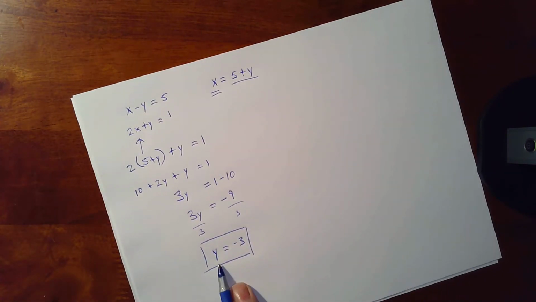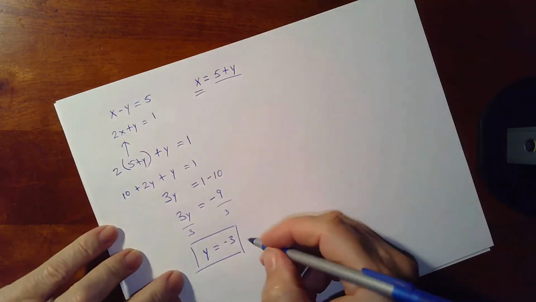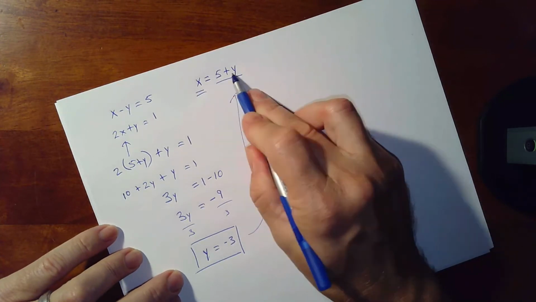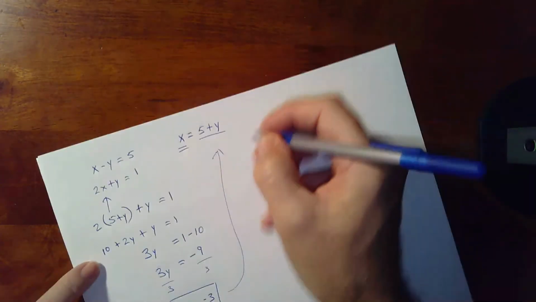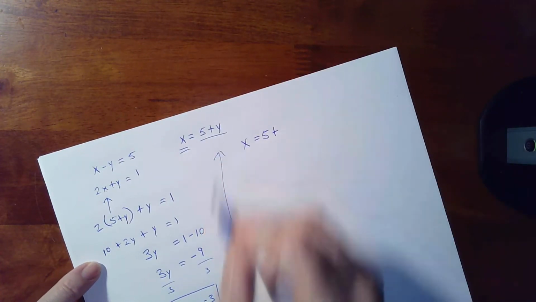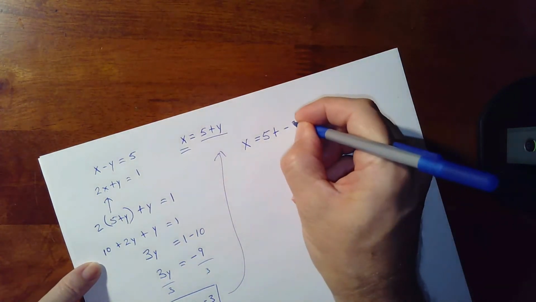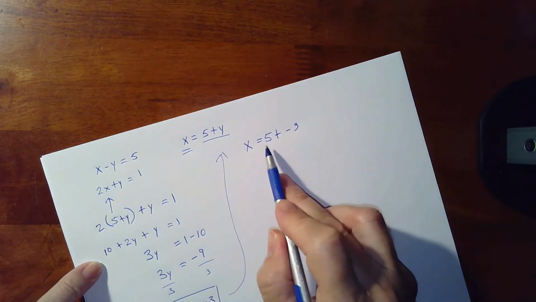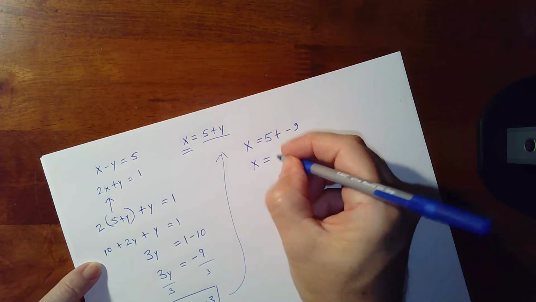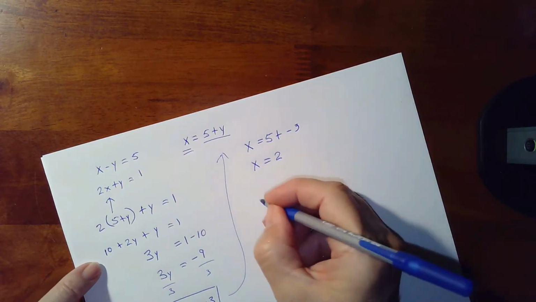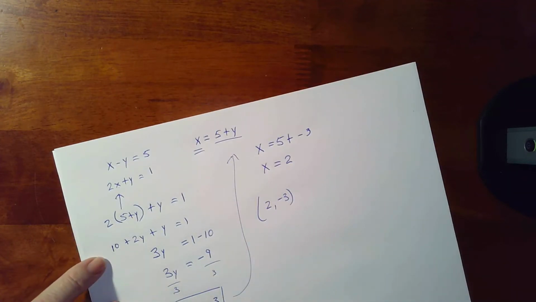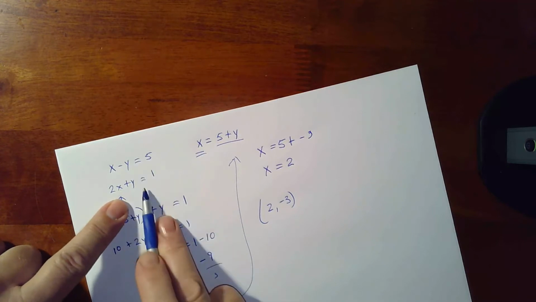Okay, so now we know y equals negative 3, and now we can plug that back in. If we know y equals negative 3, now we have one equation with one unknown. So let's plug that back in. We got x equals 5 plus y, but we just determined y equals minus 3. So we have 5 plus a minus 3. So x is equal to 5 plus minus 3, which is positive 2. And now we have the point 2, negative 3 is the point of intersection, and it will satisfy both equations.